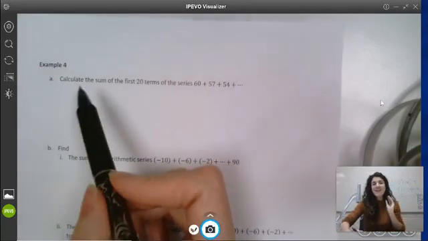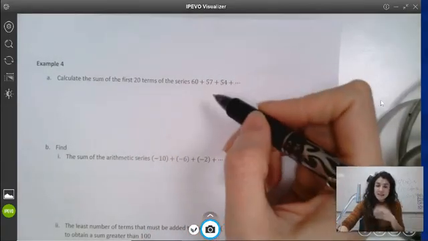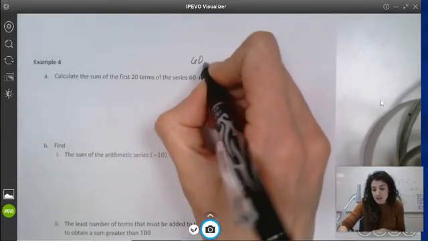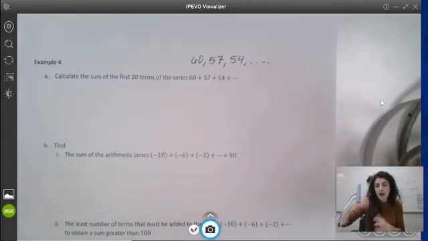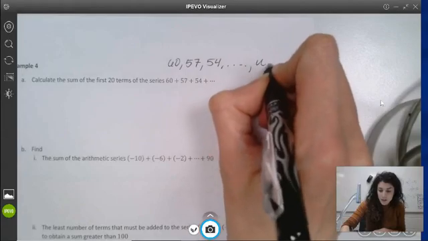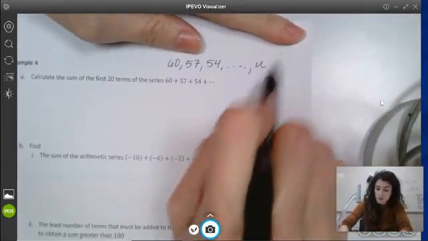We're going to have a problem. We're going to calculate the sum of the first 20 terms of the series 60 plus 57 plus 54. Remember that this series came from a sequence. It was originally a sequence of 60, 57, 54, and so on, up to u sub n, or u sub 20, because we know it's the first 20 terms.